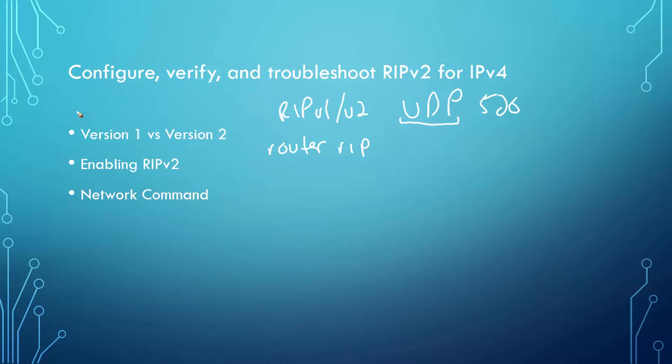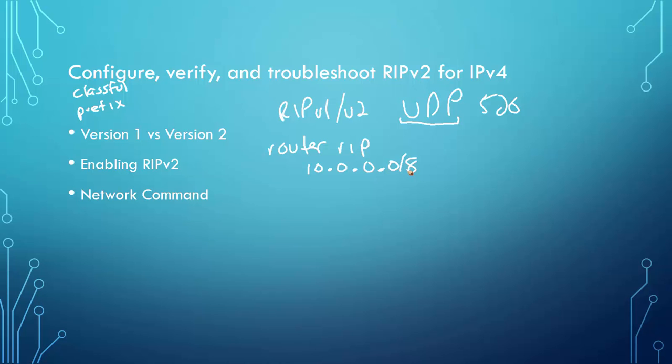Version 1 will advertise the prefix and just the prefix. There's no subnet information. This is what they call classful, because if you type in 10.0.0.0 or 172.16.0.0 or 192.168.0.0, it's automatically going to fall back to the classful boundary. So this is going to be a /8 in this particular instance. That is what version 1 will do. There is no prefix length information. It does not care.